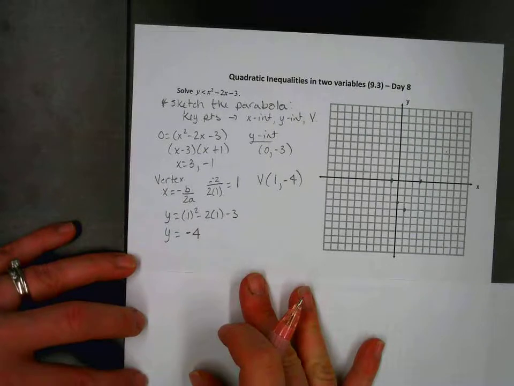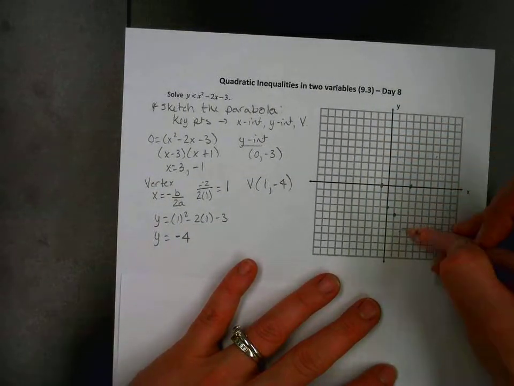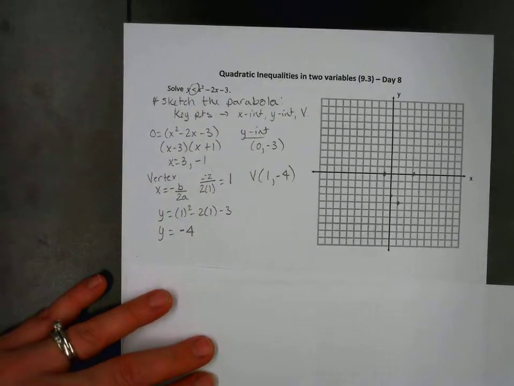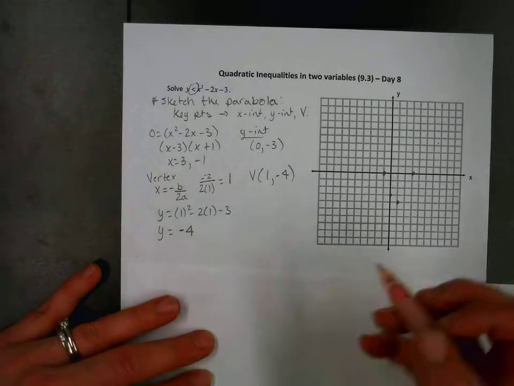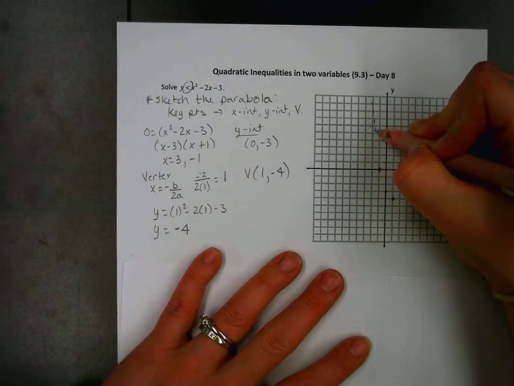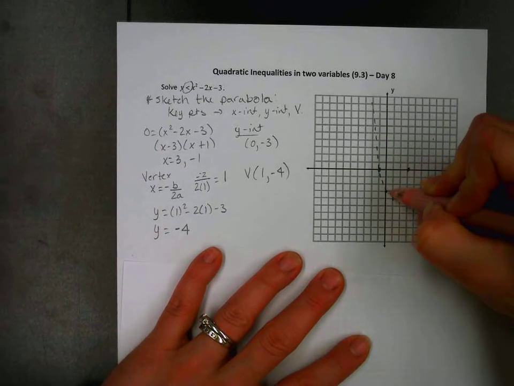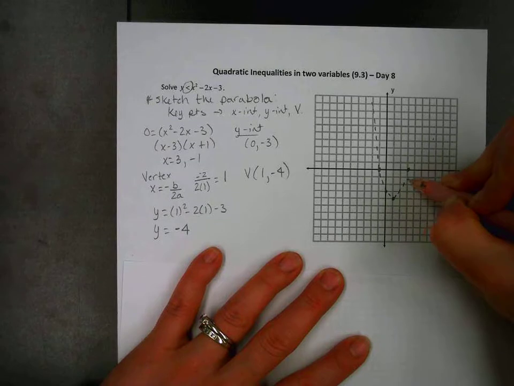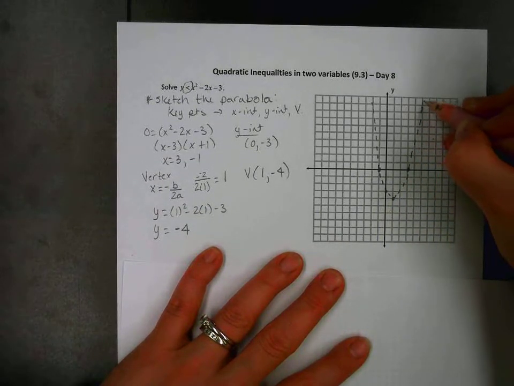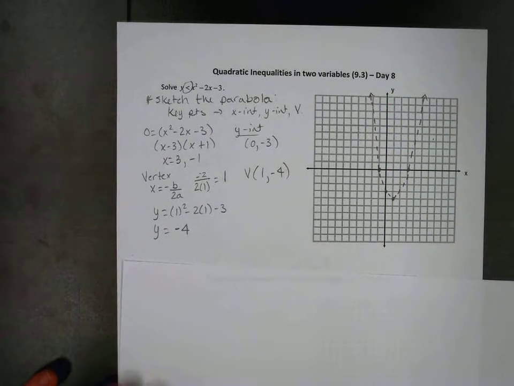Okay, so here are some key points on my parabola sketch. So when I sketch this parabola now, I want to look at my inequality and identify, well, my inequality just says less than, so we want to draw a dotted parabola. So do a sketch the best that you can, and this needs to be dotted. Okay, so there's my parabola.